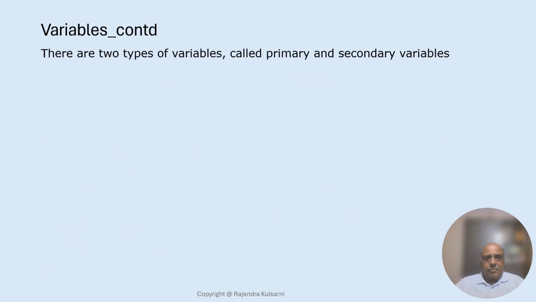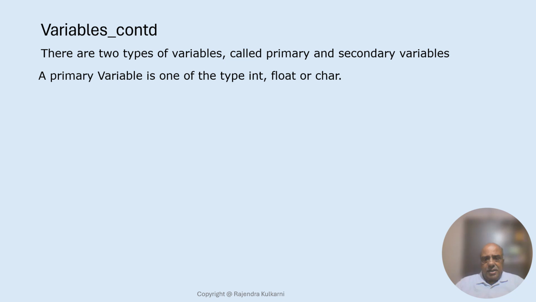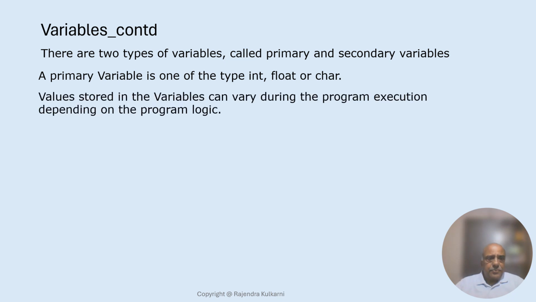There are two types of variables called primary and secondary variables in C. A primary variable is one of the type int, float or char. Secondary variables we will see later on as we go ahead with our different videos on different topics. The values stored in the variables can vary during the program execution depending on the program logic and user inputs.